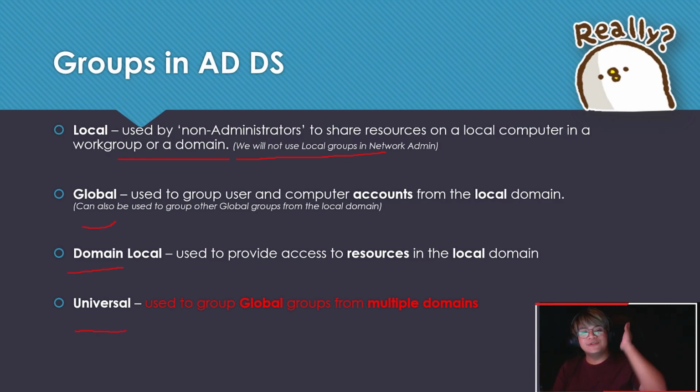Global group is used to group users and computer accounts from the local domain. Domain local is used to provide access to resources in the local domain, and universal is used to group global groups from multiple domains. Really important for you to know.